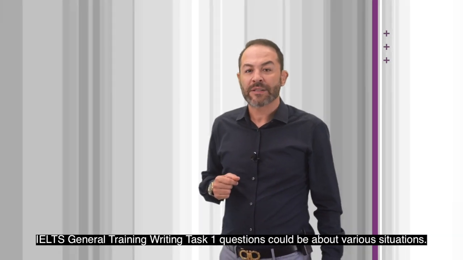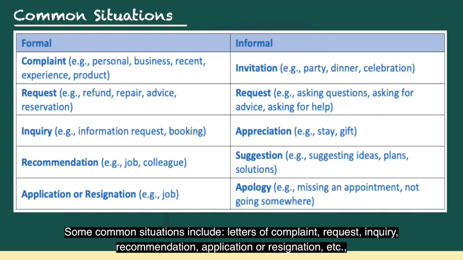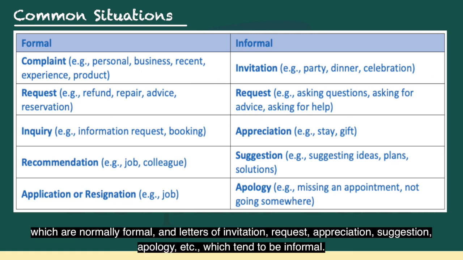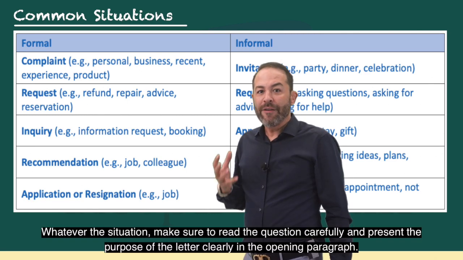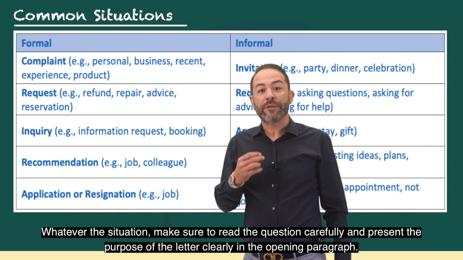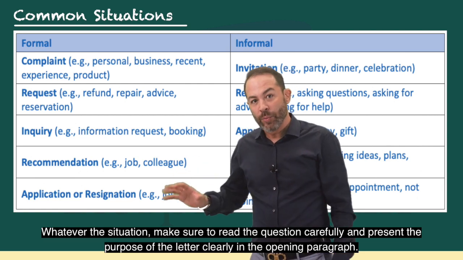IELTS General Training Writing Task 1 questions could be about various situations. Some common situations include letters of complaint, request, inquiry, recommendation, application or resignation, etc., which are normally formal, and letters of invitation, request, appreciation, suggestion, apology, etc., which tend to be informal. Whatever the situation, make sure to read the question carefully and present the purpose of the letter clearly in the opening paragraph.